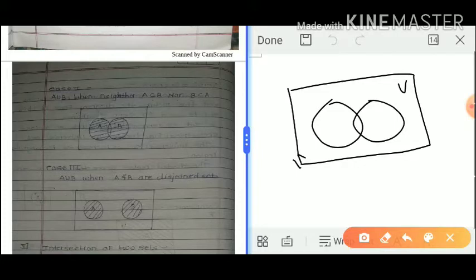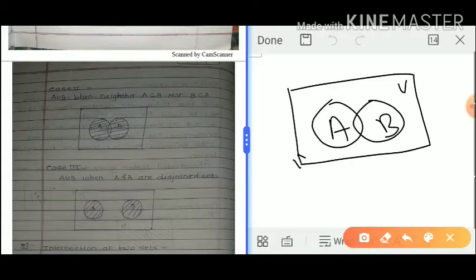Here, not to mention that A and B are disjoint sets. That means some elements are common to both sets, but neither A is a subset of B nor B is a subset of A. Subset means all the elements of a particular set are in another set. So this is set A and this is set B.